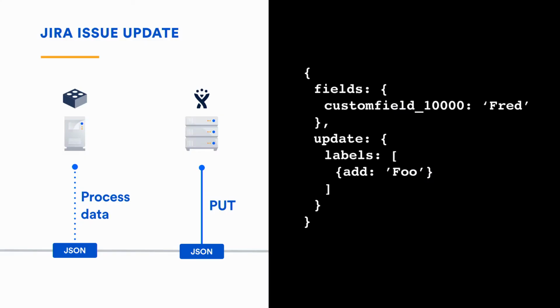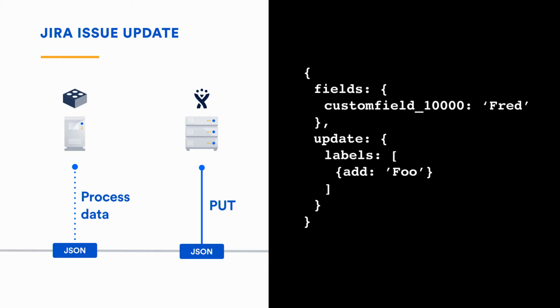A simple JIRA issue update can look something like this. So on the left part, you see you make a call to Salesforce, you process the data, and then you create some JSON, shown as an example on the right side, and make an HTTP PUT back to JIRA. So this JSON just shows, I'm going to set custom field 10,000 value to Fred, and I'm going to set just one label. You can do multiple things there. You can add entity properties, can change fields. It's just basically one blob that you send to JIRA. And again, this is very well documented at developer.atlassian.com.